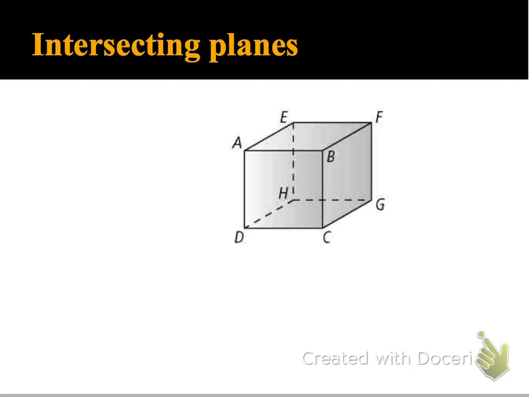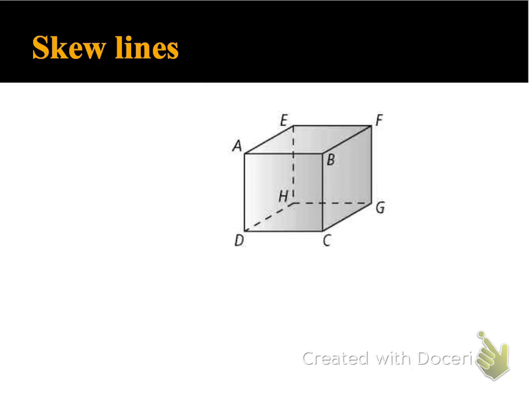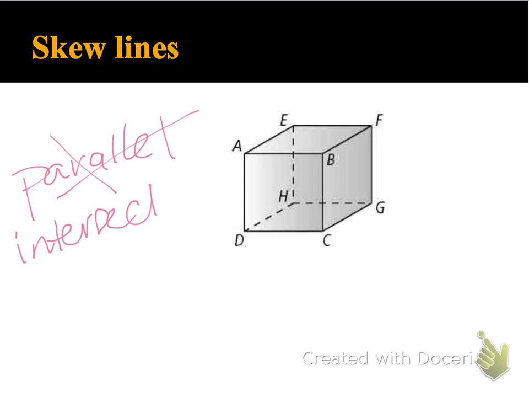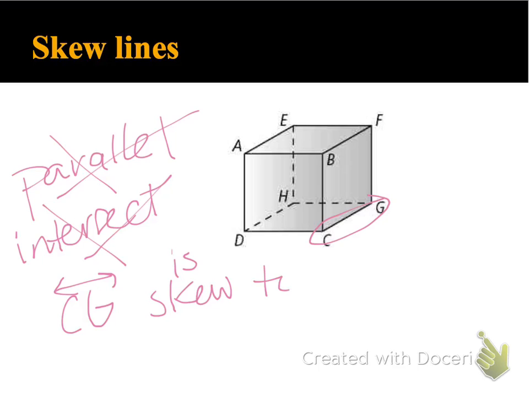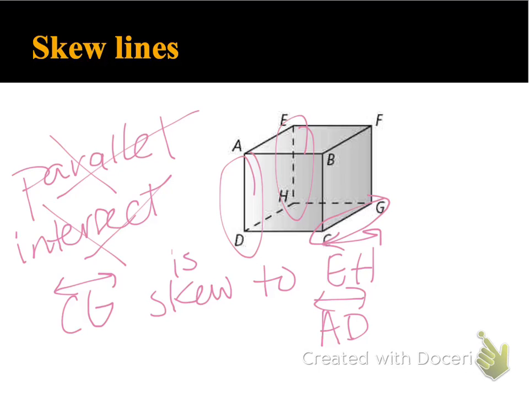We just did intersecting planes. Okay, skew lines. They are not parallel. Never parallel. And they never intersect. So if I pick CG, CG is skew to, so it cannot be parallel and it cannot run into it. So EH is an option. AD is an option, because CG is not parallel to AD and they're never going to run into each other.